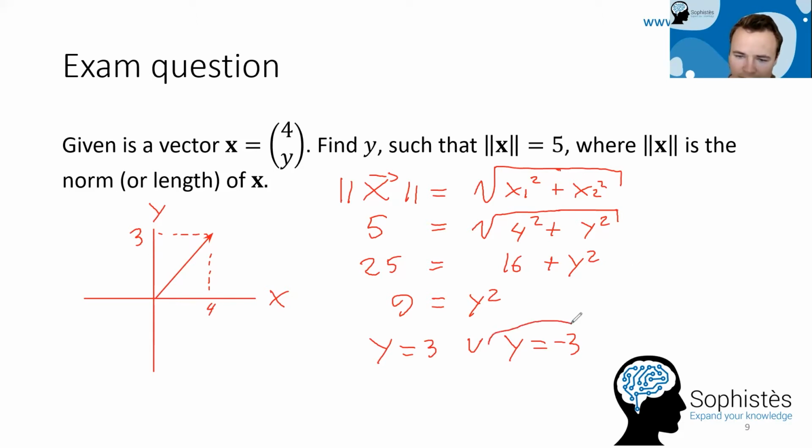But what does it mean if the y is negative? If it's positive, we go 3 steps up. But what if the y is negative? Well, then the arrow goes downwards, right? So then it looks like this. So it goes 4 steps to the right, but now it goes -3 steps in the vertical direction. So it goes 3 steps downwards. That's what you're seeing here. And both arrows have the length 5. So you have two possibilities to get a length of 5. You can go 3 steps up or 3 steps down. It all has a length of 5.